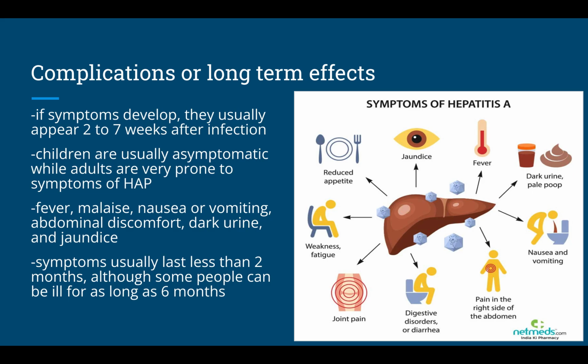Hepatitis A is usually asymptomatic in children, and adults are prone to symptoms of hepatitis A. If they do get it, it's a 70% chance or greater that adults do get hepatitis A symptoms. So these symptoms include fever, malaise, nausea, vomiting, cramps, dark urine, and yellow eyes. Symptoms usually last less than 2 months, although some people can be ill for as long as 6 months. So as stated, this will pass and it won't be a chronic disease.